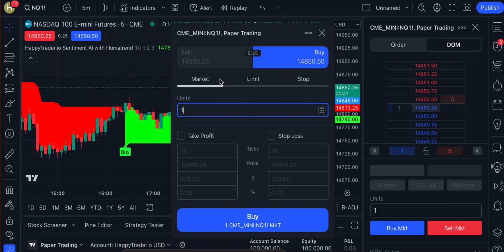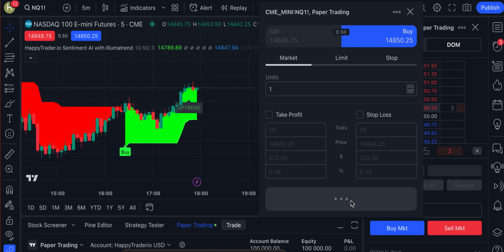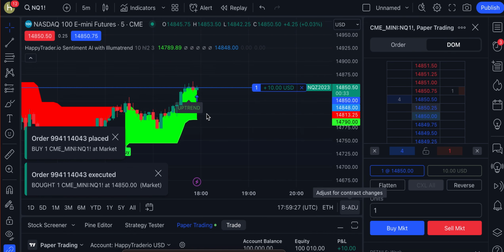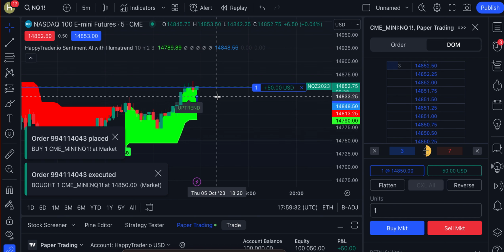So we're going to go ahead, for the sake of paper trading, using real-time data. So this is going to mimic a real account. And we're just going to buy the NASDAQ and see what happens right at 2 o'clock. Let's see if we either blast up or if we go down.